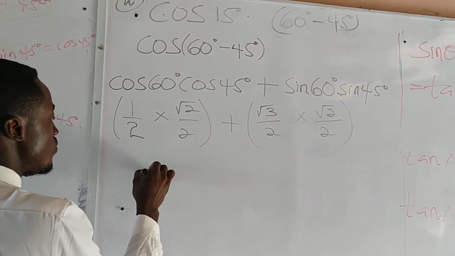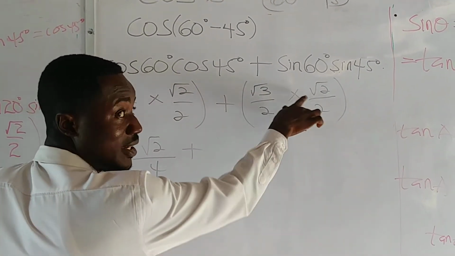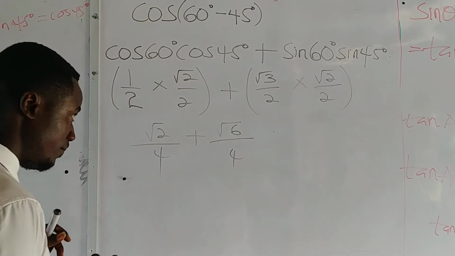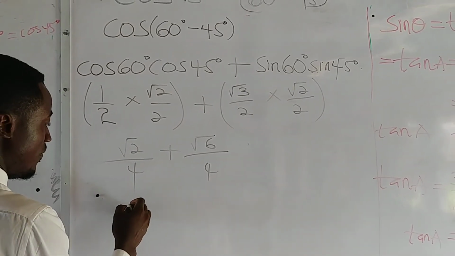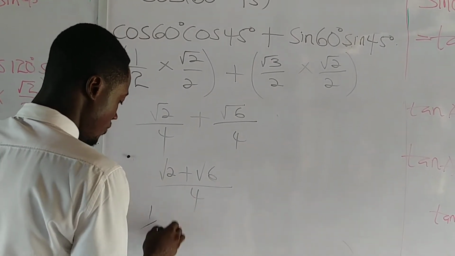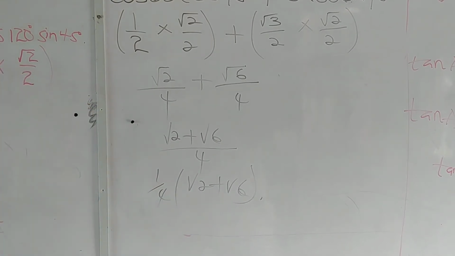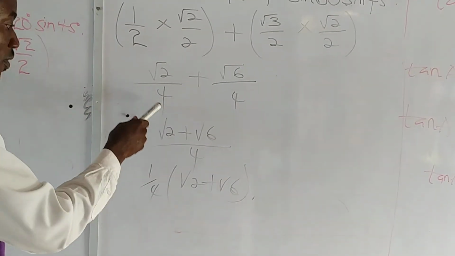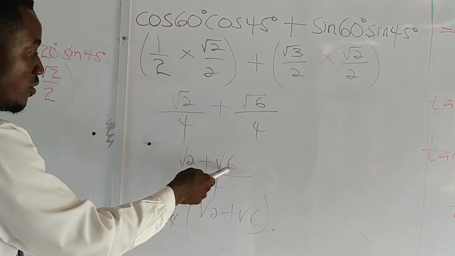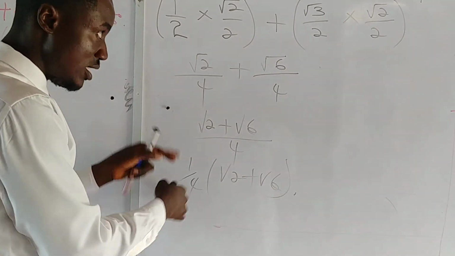So 1 times root 2 gives us root 2 on 2 times 2 gives us 4, plus 3 times root 3 times root 2 will give us root 6 on 4. Good. So now we have root 2 plus root 6 on 4. The LCM is 4. 4 goes into 4, 1. 1 times root 2 gives us root 2, plus 4 goes into 4, 1. 1 times root 6 will give us root 6. So the whole of root 2 plus root 6 has been put into brackets, and the coefficient is 1.